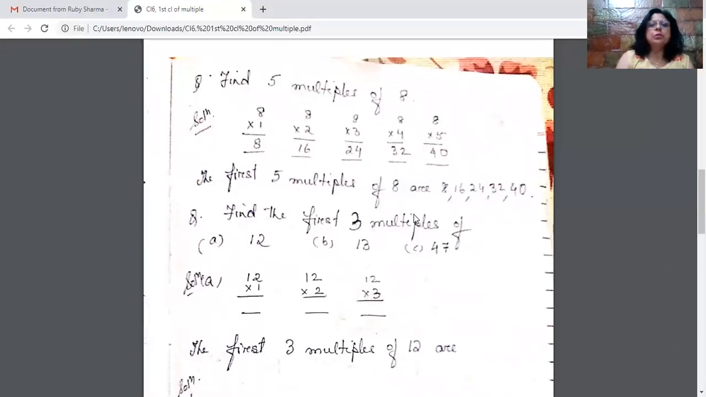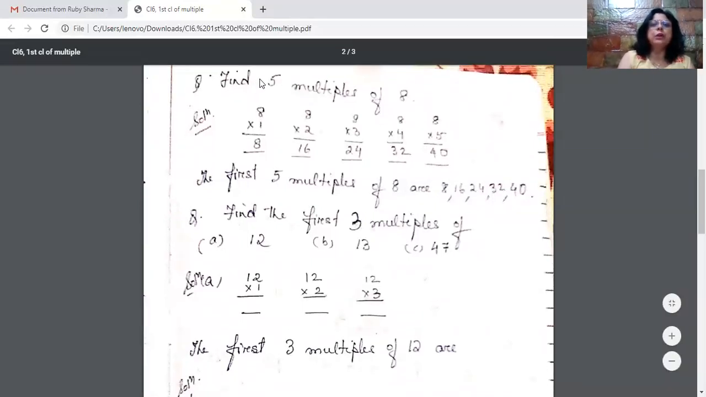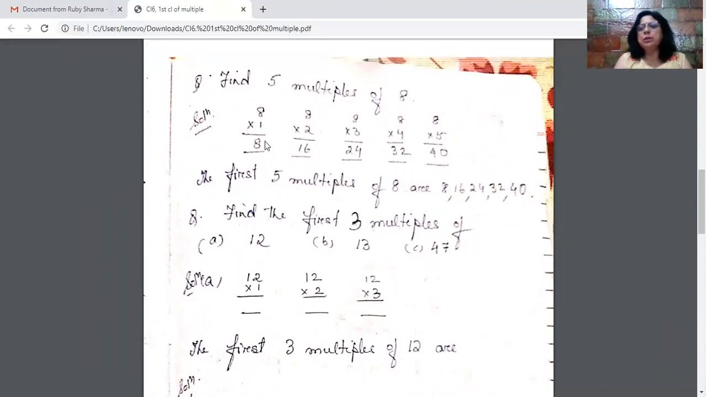Now the next question. Here, just write find the first 5 multiples. Otherwise, if they say multiples, you can find any multiples. But when they say first 5 multiples, then you write the first 5 multiples of 8 are these.